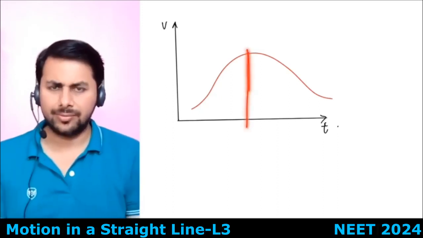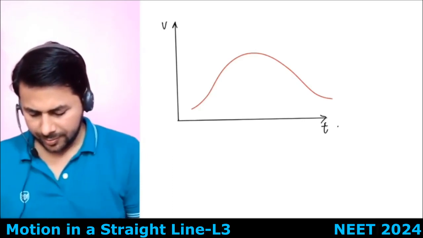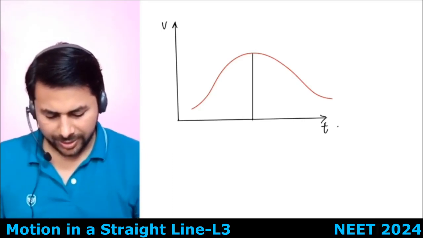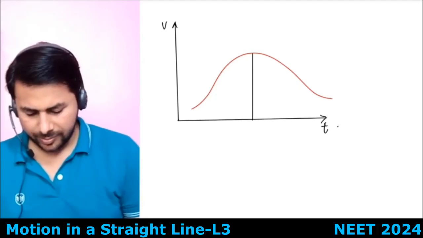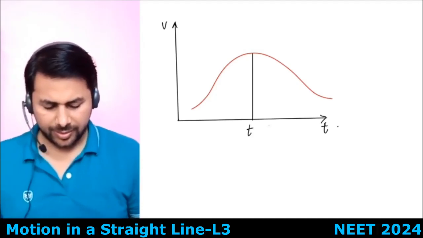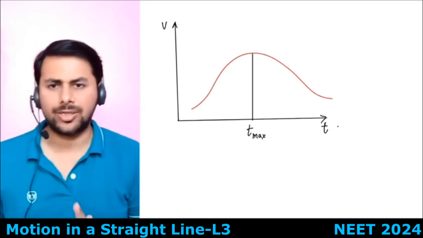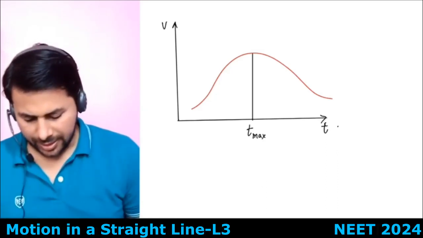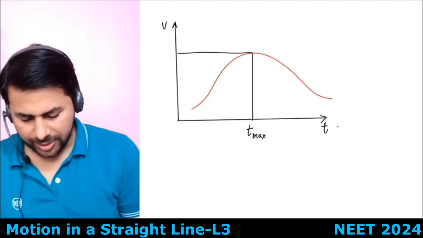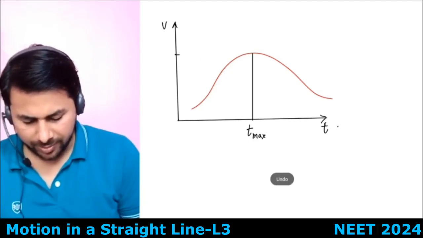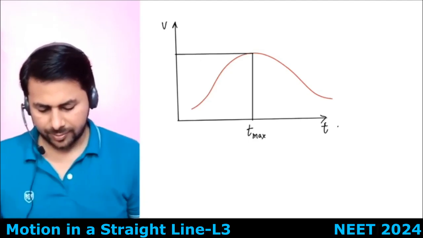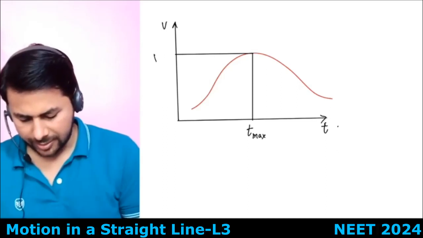This will be the point, right? Okay, we can find out that point. Here the velocity is maximum, so this is t. When velocity is maximum, I will say this is t max, the time corresponding to maximum velocity. And how much is that maximum velocity? So this is the maximum velocity, so this is v max.